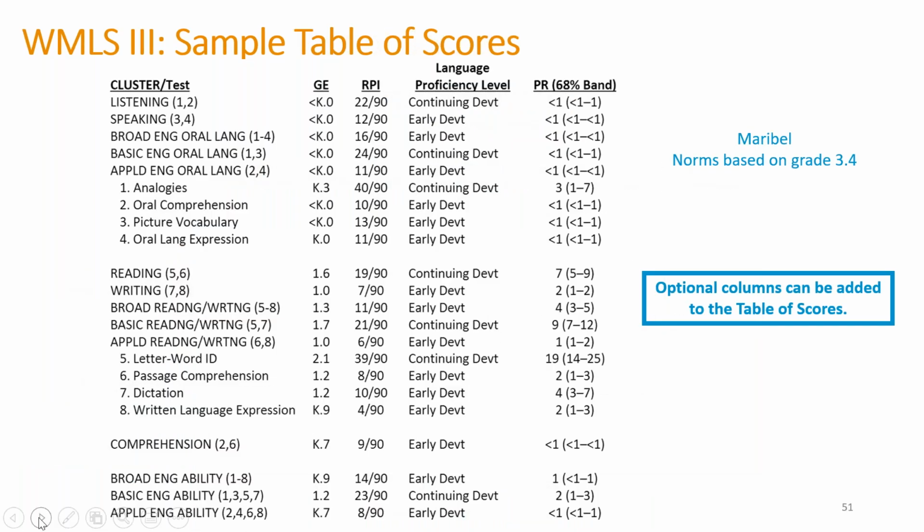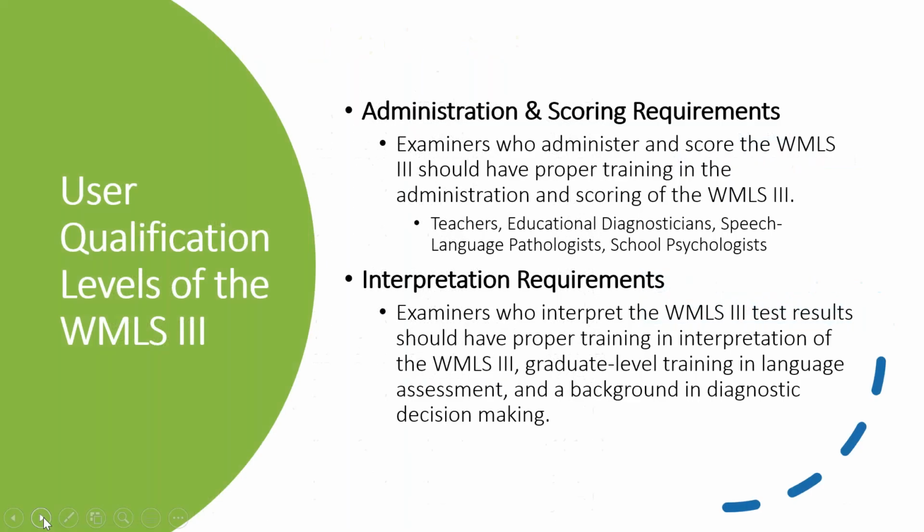Okay, and then this is just that sample table of scores. And again, you can customize this to include your standard score. You see the RPIs are listed here. And they had grade equivalents on here. Language proficiency levels can be listed, so you can customize your report.